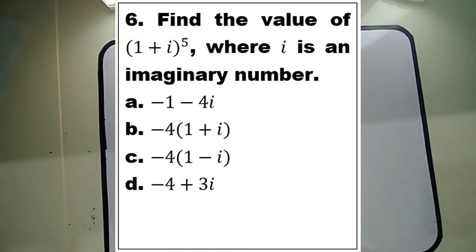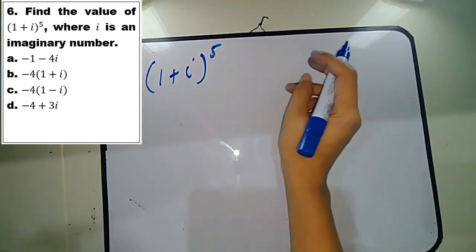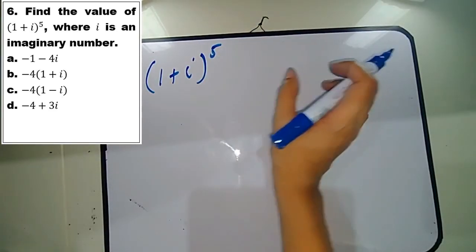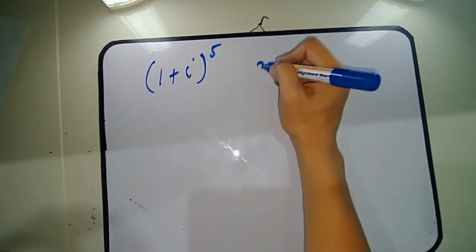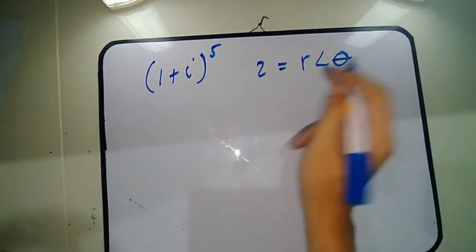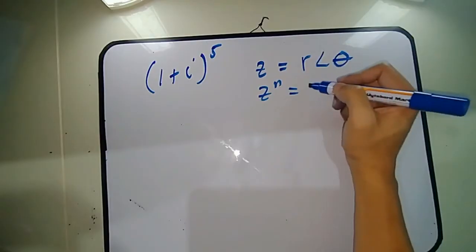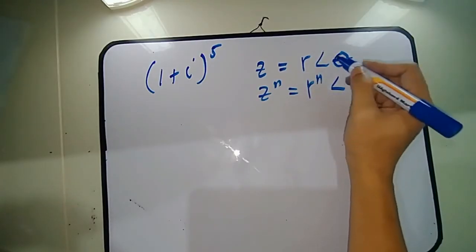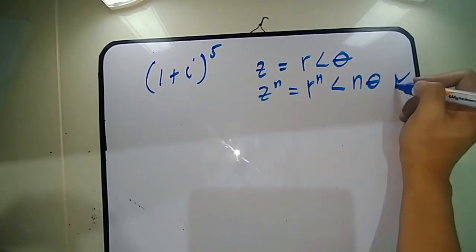Find the value of the quantity 1 plus i raised to 5, where i is an imaginary number. So i-simplify natin siya guys. Ang pinaka-simpleng paraan is wag na natin siyang i-expand pa. Using the concept that if z is in polar form, r angle theta, and you raise z to n, you just raise your r to n and multiply your angle to n, so n theta.